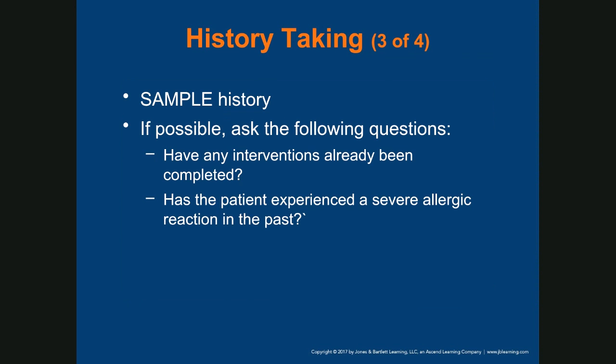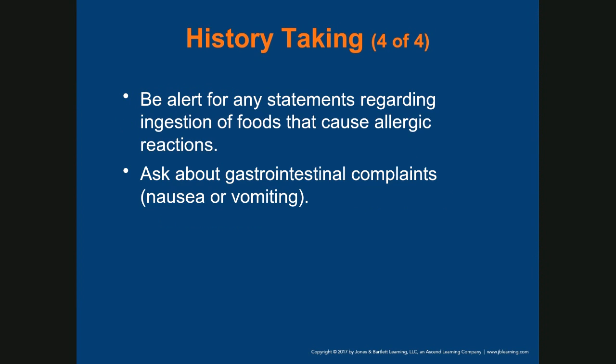SAMPLE history. If possible, ask the following questions. Have any interventions already been completed? Has the patient experienced a severe allergic reaction in the past? If they did, this reaction might be even worse. Be alert for any statements regarding ingestion of foods that cause allergic reaction. Ask about gastrointestinal complaints, which would include nausea and vomiting.